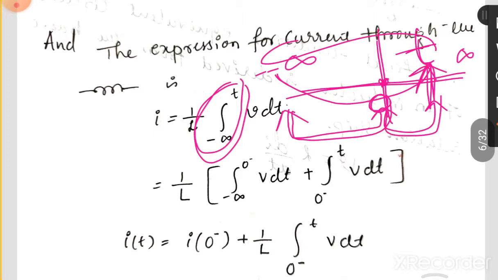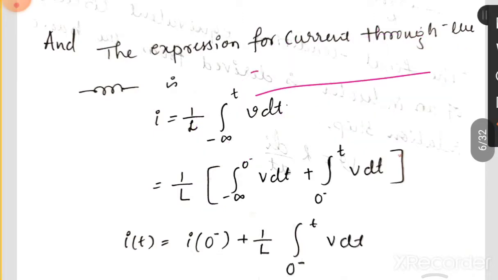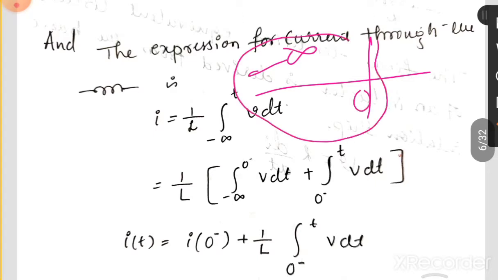Let's take 1 by L times the integration of minus infinity to 0 of v dt plus the integration of 0 to t of v dt. In this case, observe minus infinity to 0. Minus infinity to 0 means it is the initial condition, like before the switching action.